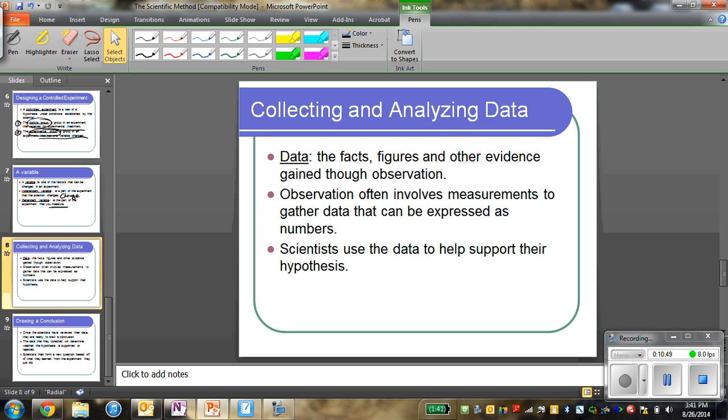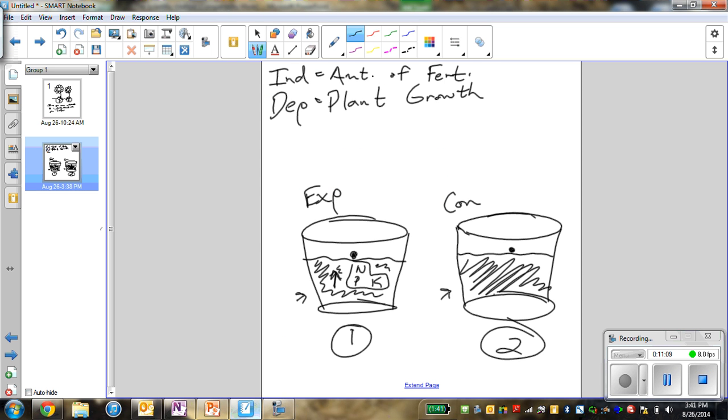After we do our experiment, we're going to collect our results. And when we collect our results, it's going to be in the form of data. We're going to have to make observations and measure our plants to collect our data. We're then going to see if our data is supported by our hypothesis. So let's pretend that 3 weeks go by.